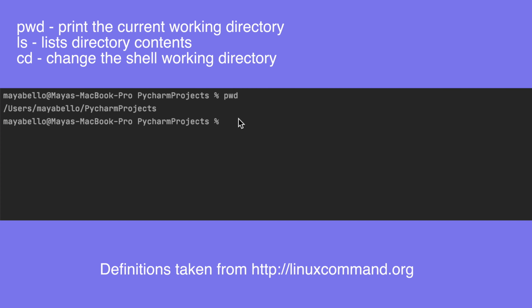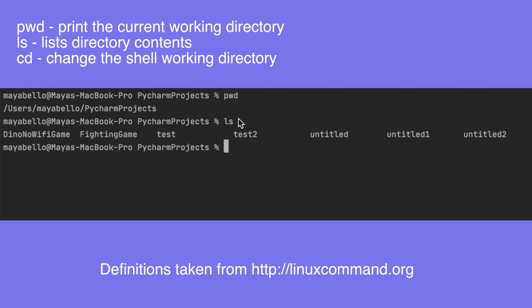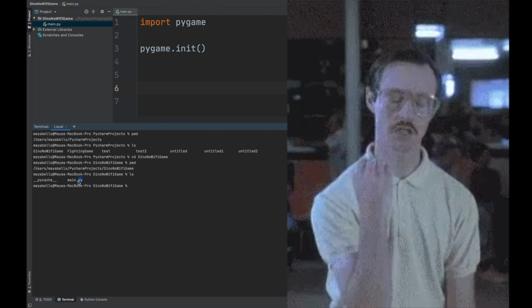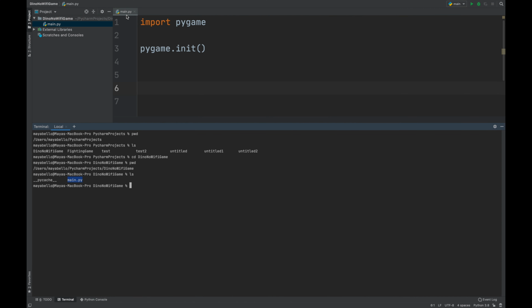I actually want to go into my Dino No Wi-Fi Game folder, so I do the ls command to list out everything that's currently in my working directory. Now what I'm going to do is change directories, or cd, into the Dino No Wi-Fi Game. Now that I'm here, I can do the print working directory command, pwd, to see where I'm at. And as you can see, I'm now where I want to be. I'm in the Dino No Wi-Fi Game folder. And as you can also see, I see the main.py file.